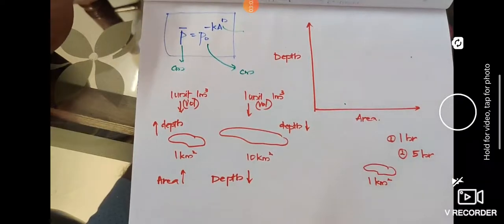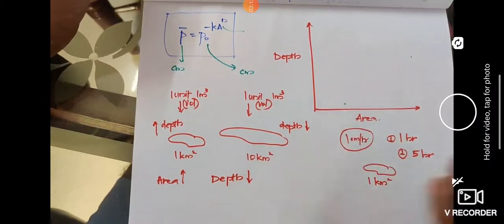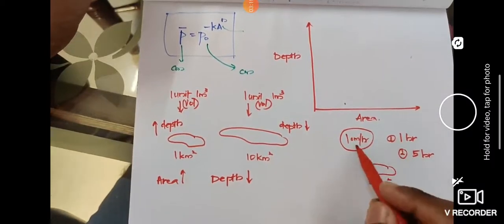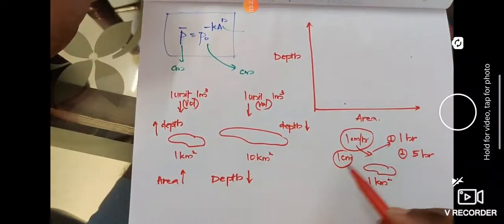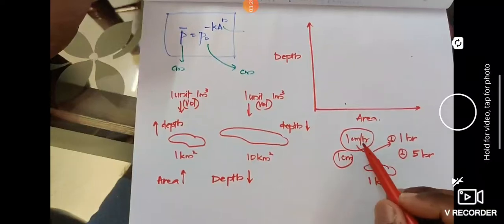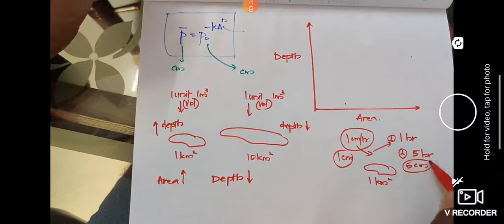Let's assume that the intensity of rainfall is the same. Say for example, the rainfall is coming at 1 centimeter per hour. So both are receiving 1 centimeter per hour. When this is receiving 1 centimeter per hour, it means only 1 centimeter of rainfall is occurring for 1 hour. Now what happens if the same rainfall is occurring for 5 hours? It means 1 centimeter per hour multiplied by 5 hours. So it means 5 centimeters of rainfall is occurring.